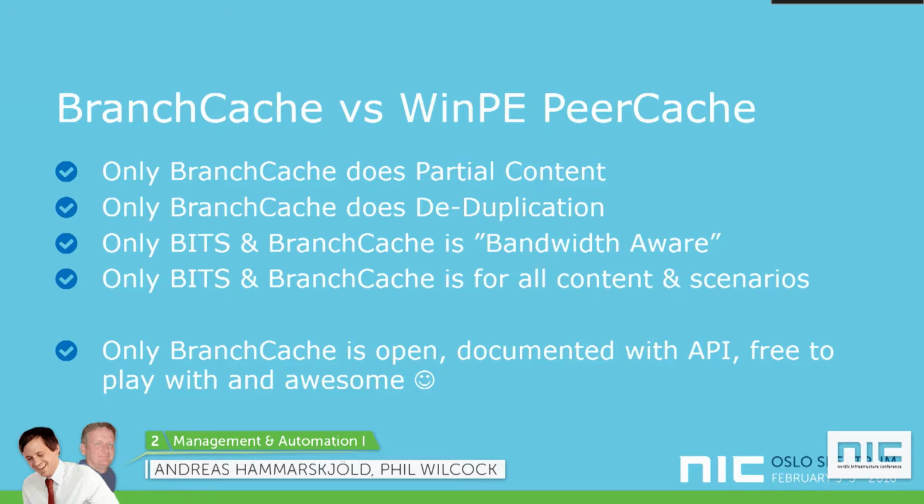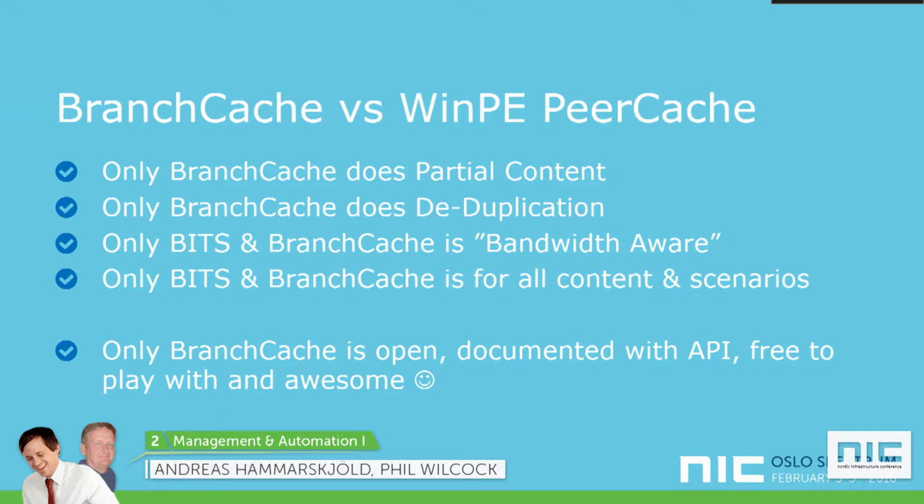Quick comparison. Who knows a little bit, or who's heard of the WinPE peer cache? It came in current branch, in 15.11 of ConfigMgr. This is a quick comparison because there are things that BranchCache can do that peer cache can't do yet. Obviously things may change. Peer cache works completely independently of BranchCache.